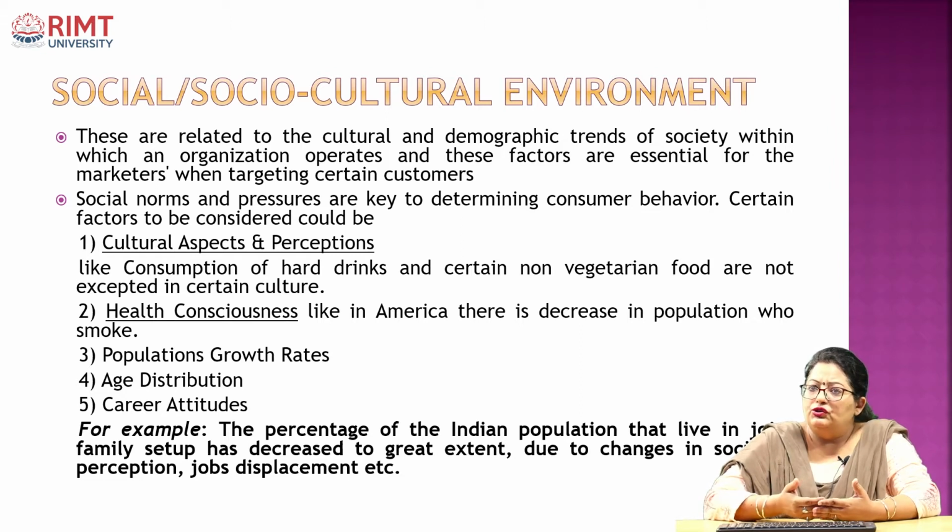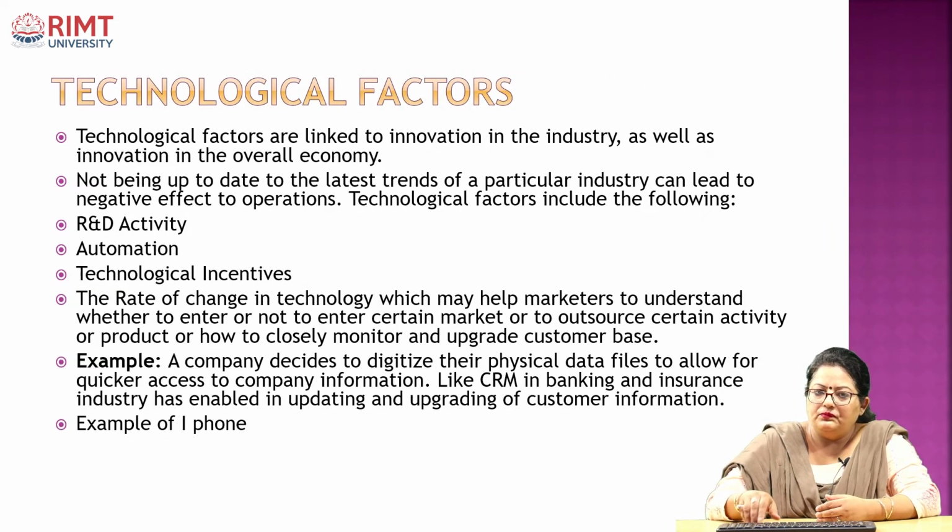Another is the population growth rate, age distribution, career attitude, and so on. For example, the percentage of the Indian population that lives in a joint family setup has decreased to a great extent due to change in society's perception, job displacement, etc. So families have become more nuclear rather than living in a joint family, and so the perception, the behavior, and the consumption pattern have changed a lot.